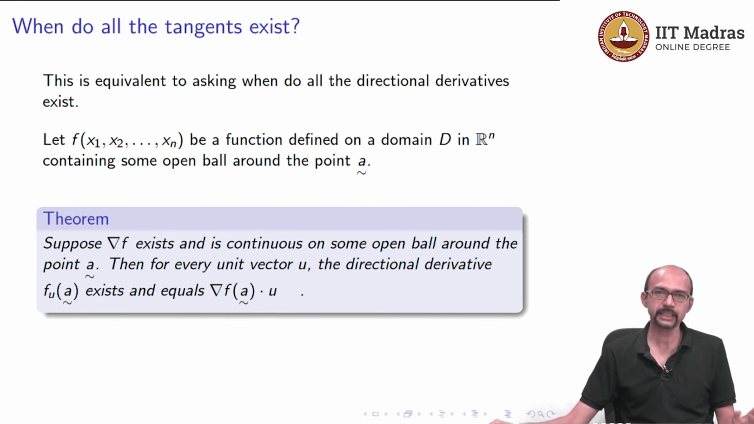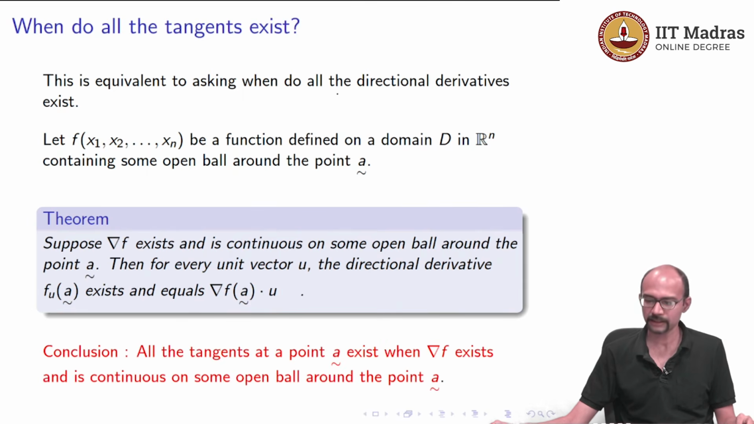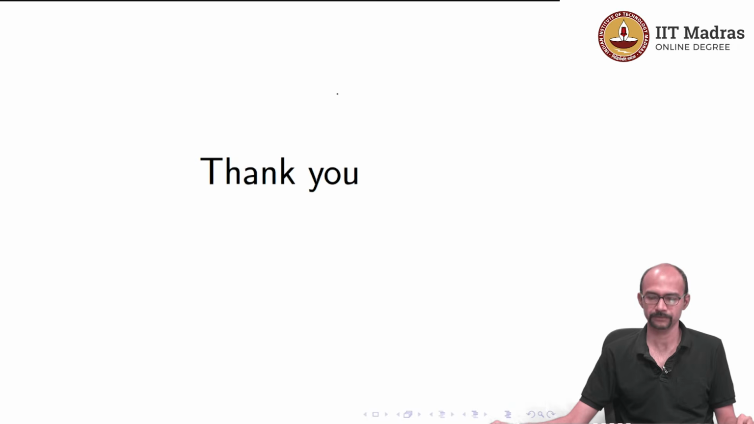And this says that the directional derivative exists, and we have a formula to compute it, and that exactly means that the tangent exists in that direction, and that we can write down its equation, which we have done a few slides ago. So, the conclusion is that all the tangents at a point a exist when the gradient of f exists and is continuous on some open ball around the point a, and once that happens we know how to write down the equation of the tangent line. Thank you.